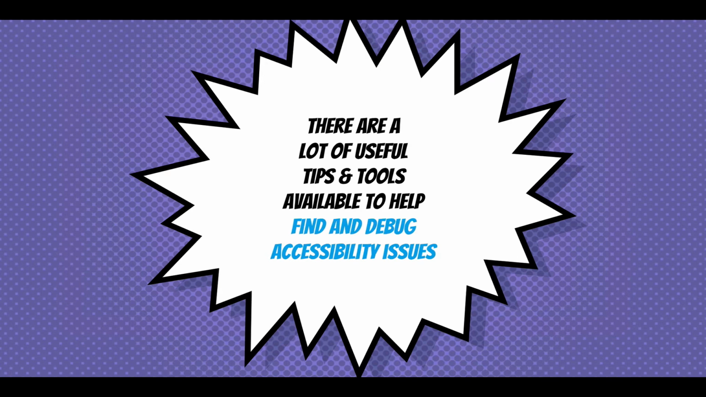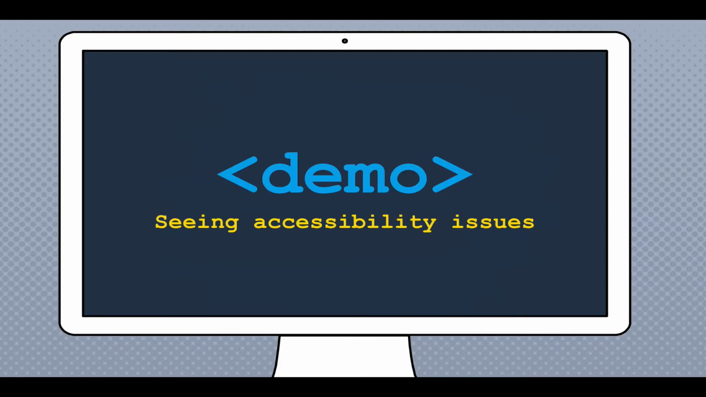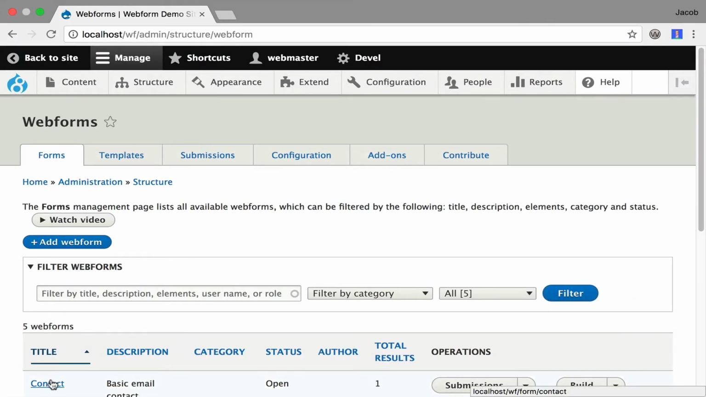And to start off, there are lots of useful tips and tools available to help find and debug accessibility issues. We can start off with evaluation tools. These are little extensions that you can add to your browser that just help you test your pages. Lighthouse and Wave are the ones that I kind of recommend, but there's a huge list available by the W3C. And I can do a demo of this, and we'll use this form.